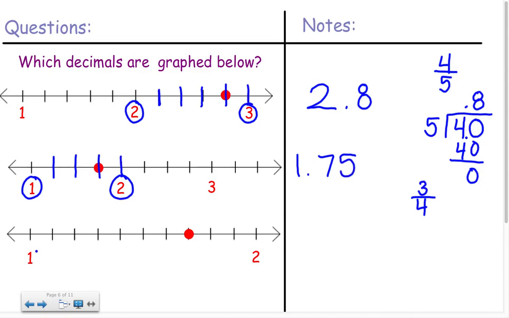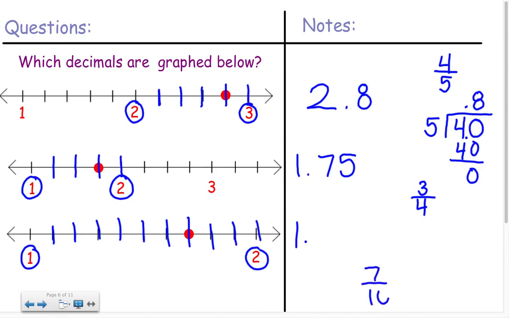And then on this bottom one, 1 and 2, my dot's between, so it's 1 point something. Don't count the 1, start on the next one. 1, 2, 3, 4, 5, 6, 7, 8, 9, 10. 7/10. Anything over 10 is point whatever the top number was. So 6 out of 10 would be 0.6. 4 out of 10 would be 0.4. So this is 1.7. So here are my 3 answers.